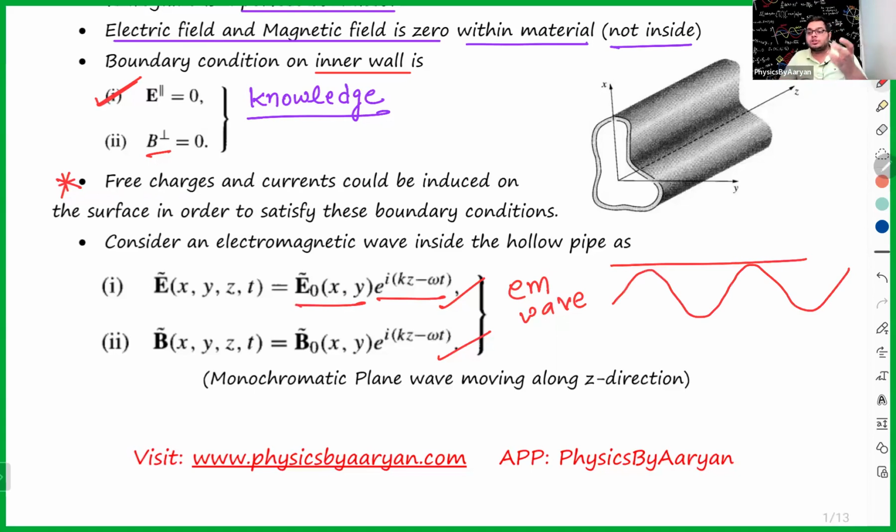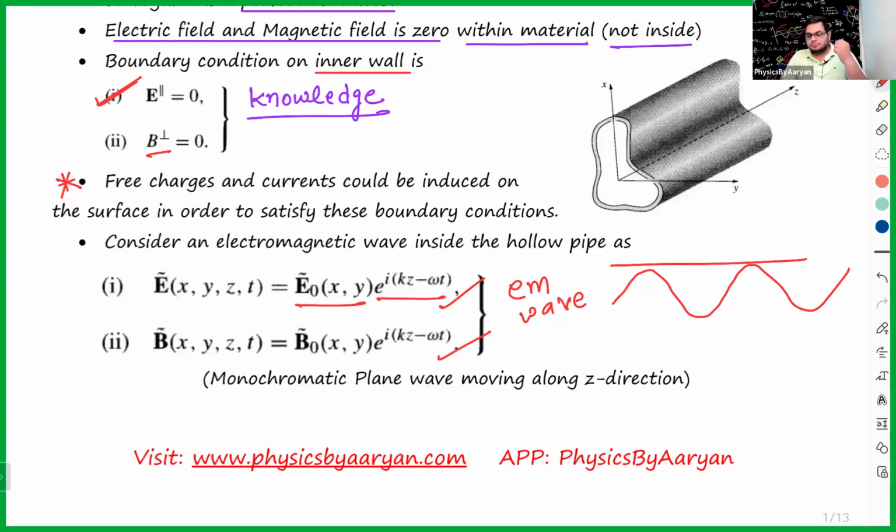Sometimes this amplitude is constant. When it is constant, we call it a plane wave. Sometimes it is not constant. It depends upon x and y. For example, if the wave is moving forward, the amplitude can change. Like, for example, in standing waves, this happens. Or in waveguides also, this can happen. I'm not saying for sure, but we don't know yet.